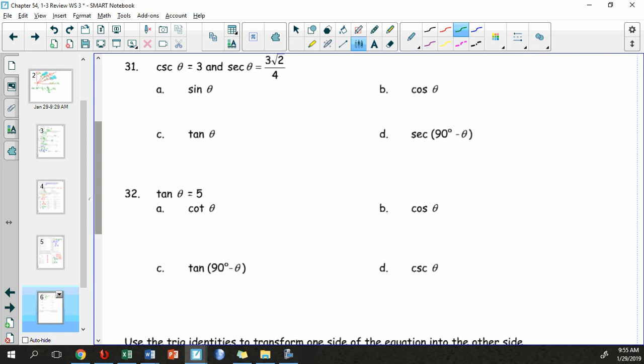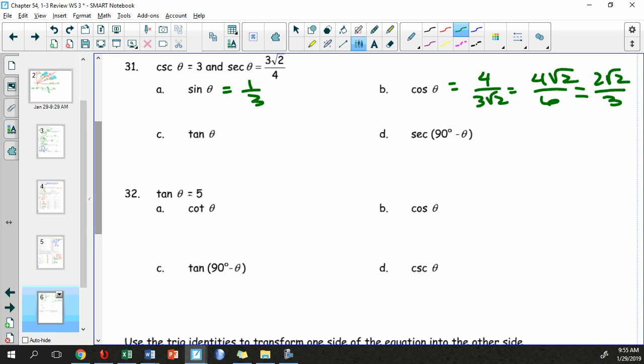Okay, this one right here. Same exact concept. If I know the cosecant is 3, then what else do I know? Sine is 1/3. If I know the secant is 3 square roots of 2 over 4, then what else do I know? What's the cosine? 4 over 3 square roots of 2, which is going to be 4 square roots of 2 over 6, which is going to be 2 square roots of 2 over 3. Yes? Can you find the rest of them then?